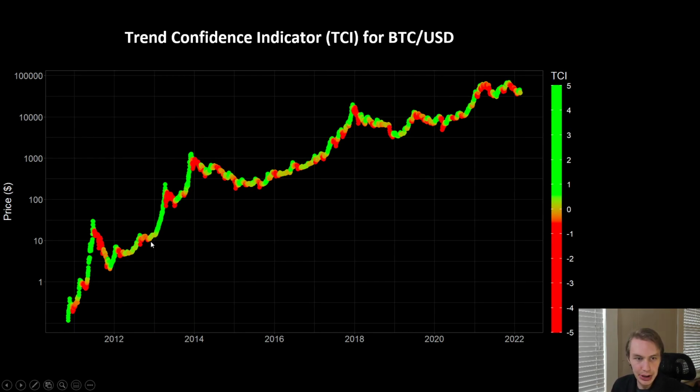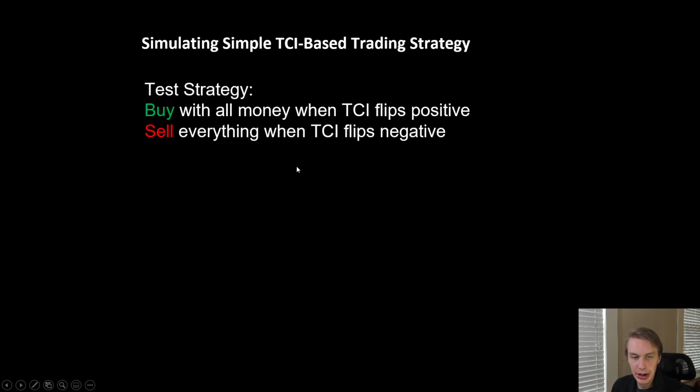So when it flips green, you buy. The first second it flips green, you buy. The second it flips red, you sell. The second it flips green, you buy. Red, sell. Green, buy, etc. Doing that over the whole history of Bitcoin.